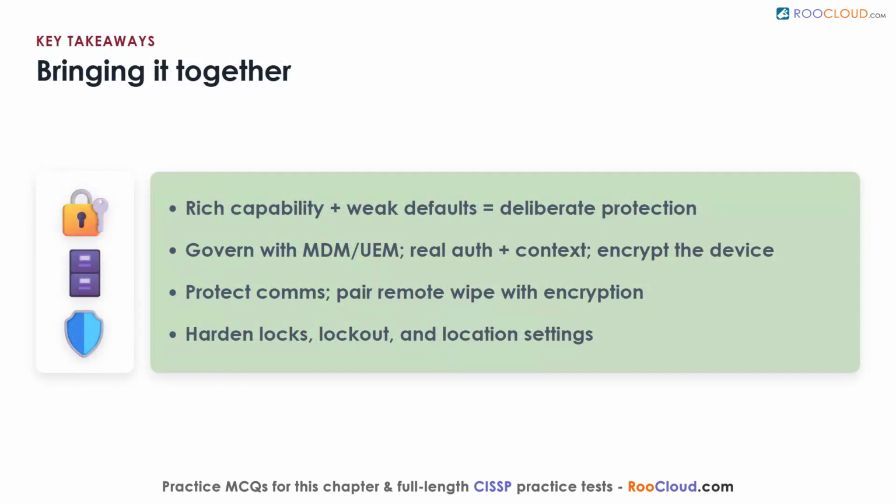So let's bring it together. Mobile devices pair rich capability with weak defaults, so they demand deliberate protection. Android and iOS reflect open versus controlled philosophies. You govern the fleet with mobile device management or unified endpoint management, enforce real authentication with context awareness, and encrypt the whole device. You protect communications in transit, keep remote wipe paired with encryption, and harden screen locks, lockout, and location settings. Get these controls in place, and a lost phone becomes a minor inconvenience instead of a crisis.